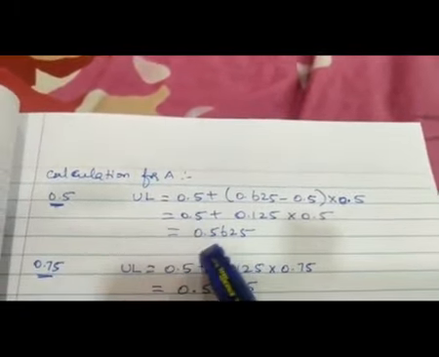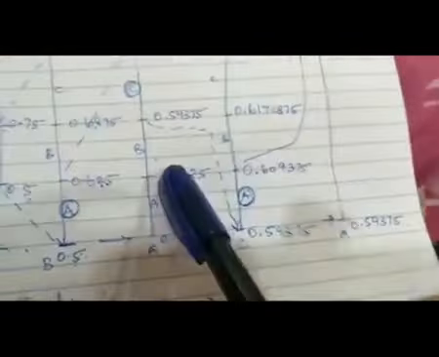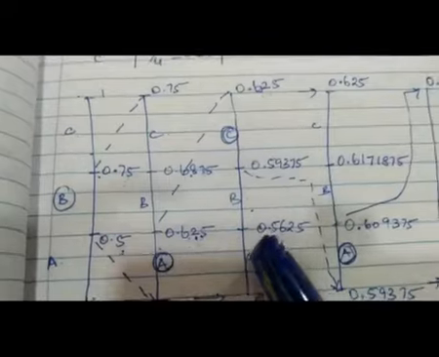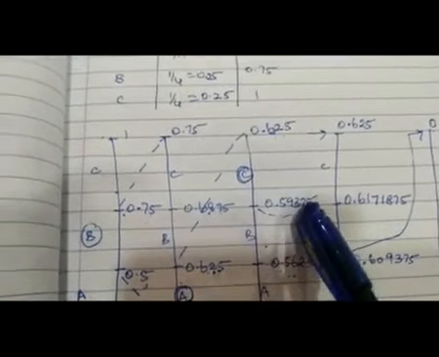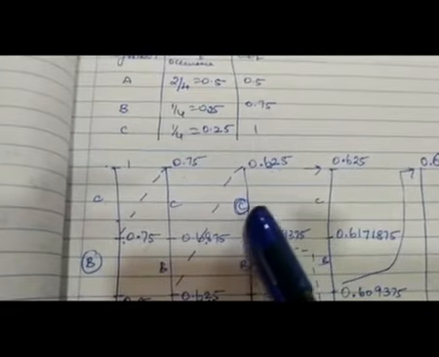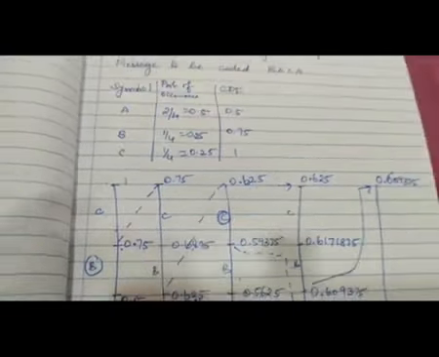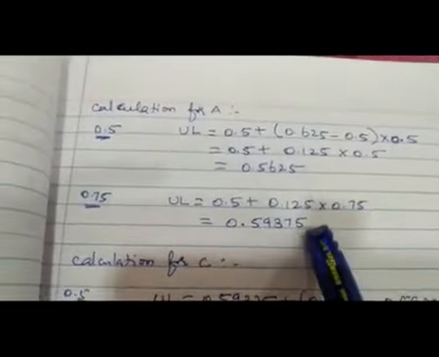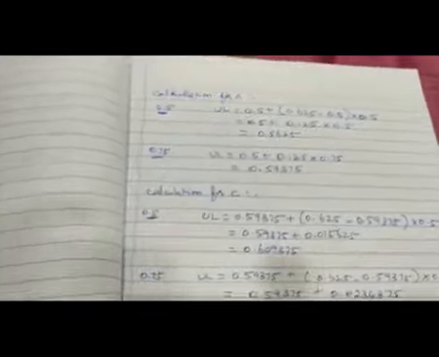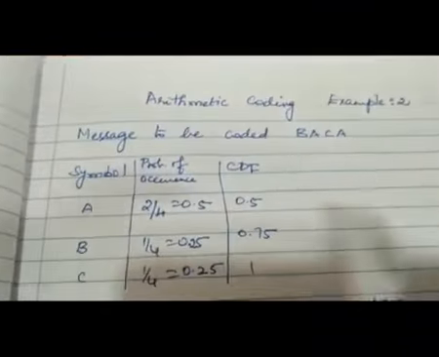So therefore the value at this location will be 0.5625, and substitute it here, 0.5625. Similarly for 0.75, the CDF value, when you substitute it in the formula, the answer is 0.59375. So the answer is also calculated here. Next will be the calculation for C, because the next symbol of the message is C.